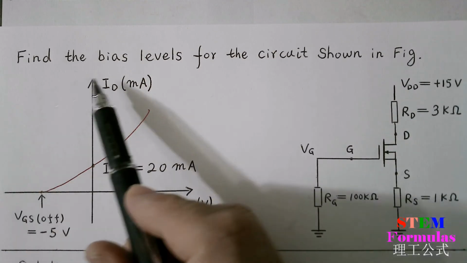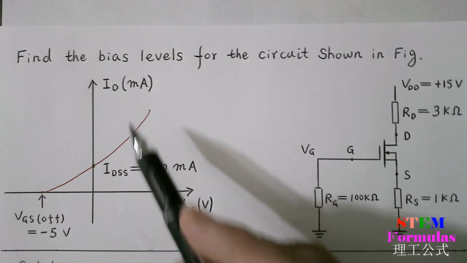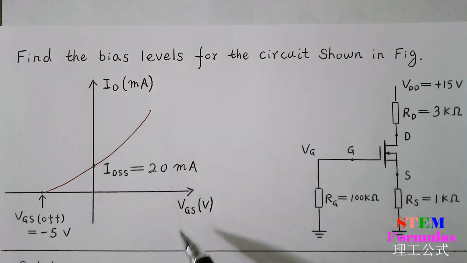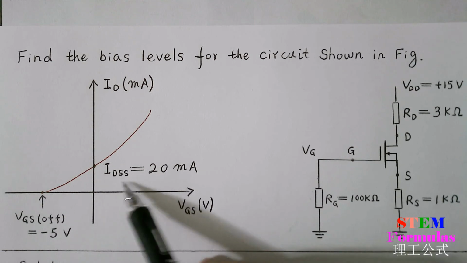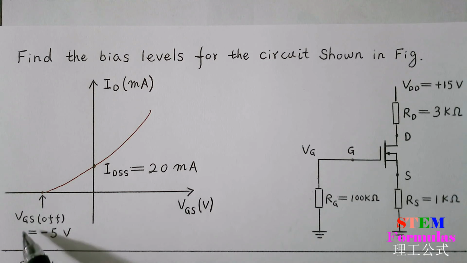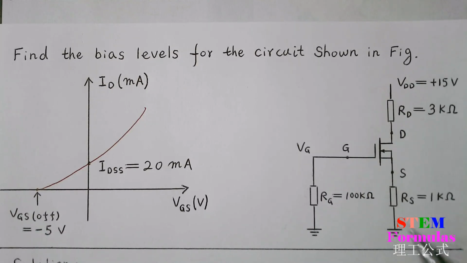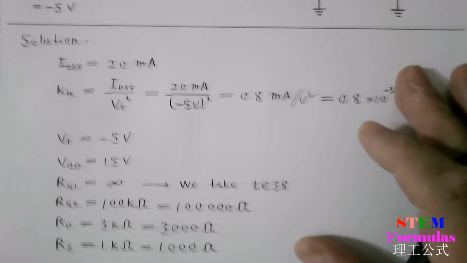Example: find bias levels for the circuit shown in the figure. This figure is the transfer curve for ID versus VGS. From this figure, we have IDSS equal 20 milliamp and VGS off equal to minus 5 volts. Here is the circuit. We have RG and RD and RS. VDD equals 15 volts.